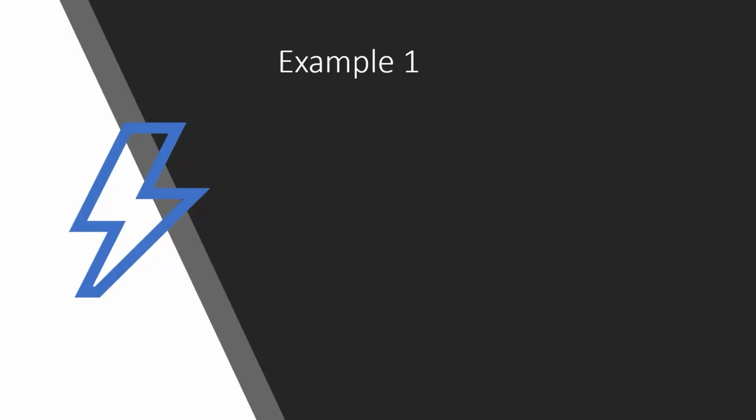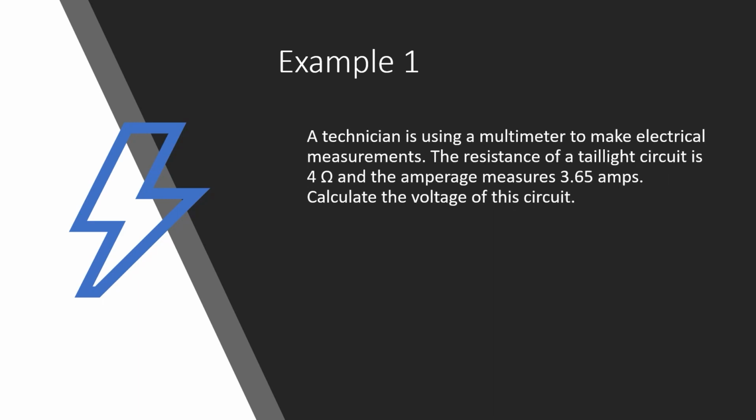A technician is using a multimeter to make electrical measurements. The resistance of a taillight circuit is 4 ohms, and the amperage measures 3.65 amps. Calculate the voltage of this circuit. Since we know that volts equal resistance times amps, we can go ahead and fill in what we know from the scenario into our formula.